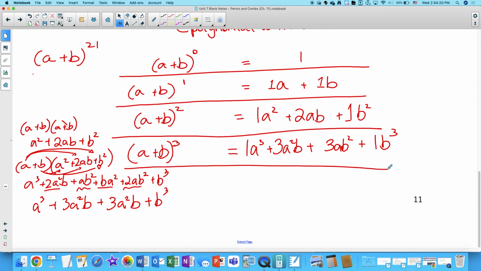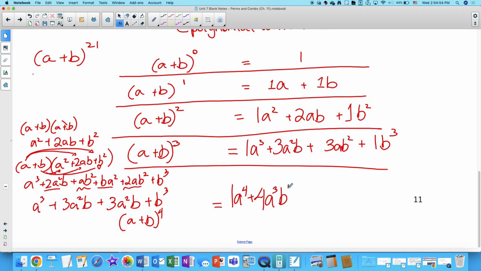what do you think (a plus b) to the 4 would be? What do you think the first term would be? 1a to the 4. Okay, what's the next coefficient going to be? 4. Okay, now what is happening with the powers of a and b as you move from left to right? Yeah, so the a's are going down by 1. The b's are going up by 1, right? So this next one would be a cubed b to the 1.